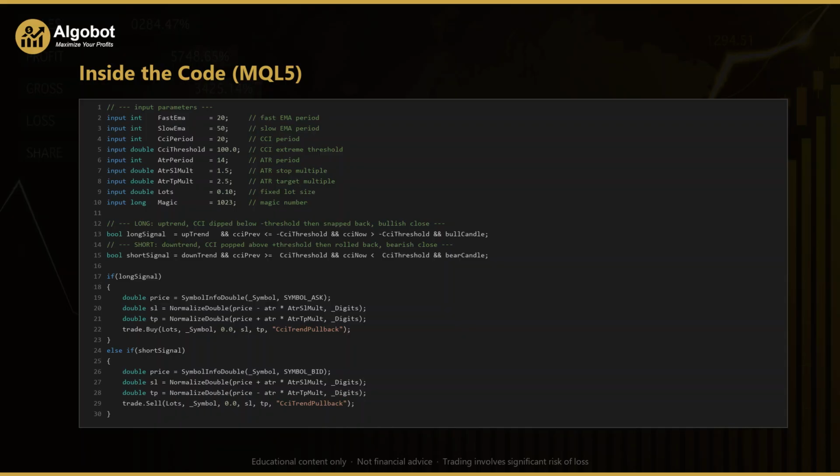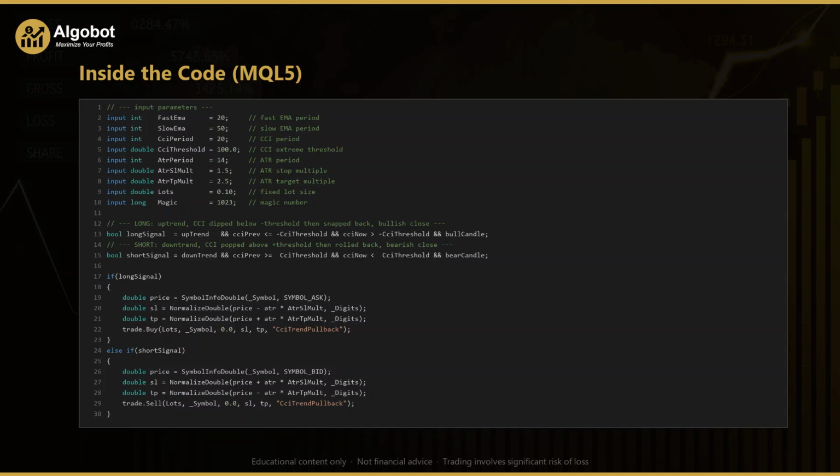The short signal is the mirror image. It's true only when downtrend is true. The previous CCI reading was at or above positive CciThreshold. The current reading has dropped back below it, and bear candle confirms a lower close. When those line up, the code reads the bid price, sets the stop 1.5 ATR above and the take profit 2.5 ATR below, and calls trade.sell.